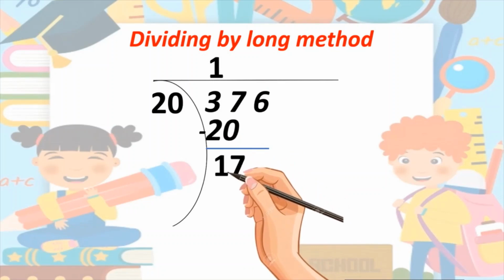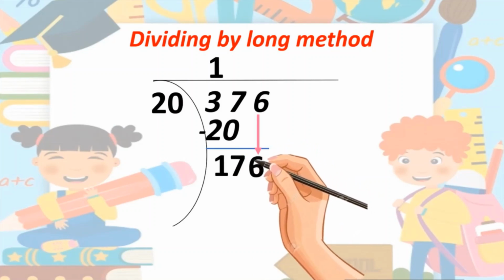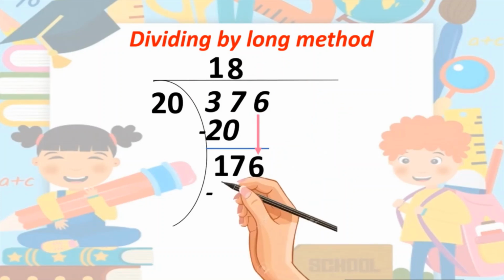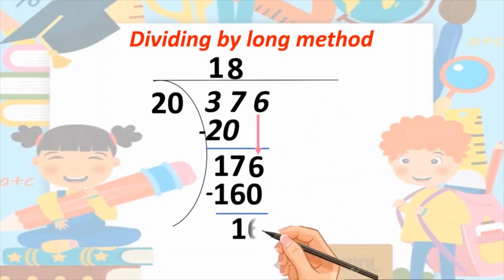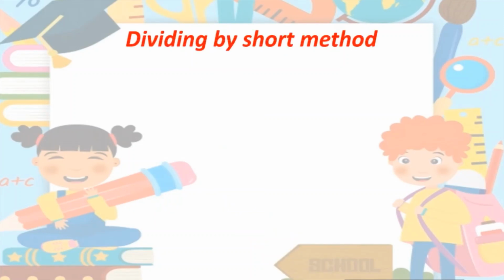We get the remainder as 17. Then we bring down the next digit. It is 176 now. So 28 times is 160 and the remainder is 16. So here the quotient is 18 and the remainder is 16.